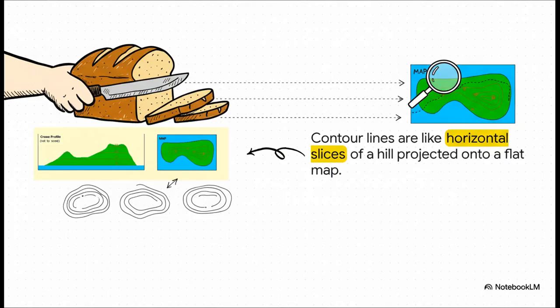This right here is the perfect way to think about it. Imagine a hill is kind of like a loaf of bread, right? And you slice it horizontally, with each slice being perfectly even. Each slice represents a certain elevation. Now, if you looked down from the top and just traced the outline of each slice, bam, you've just made yourself a set of contour lines for a topographic map.